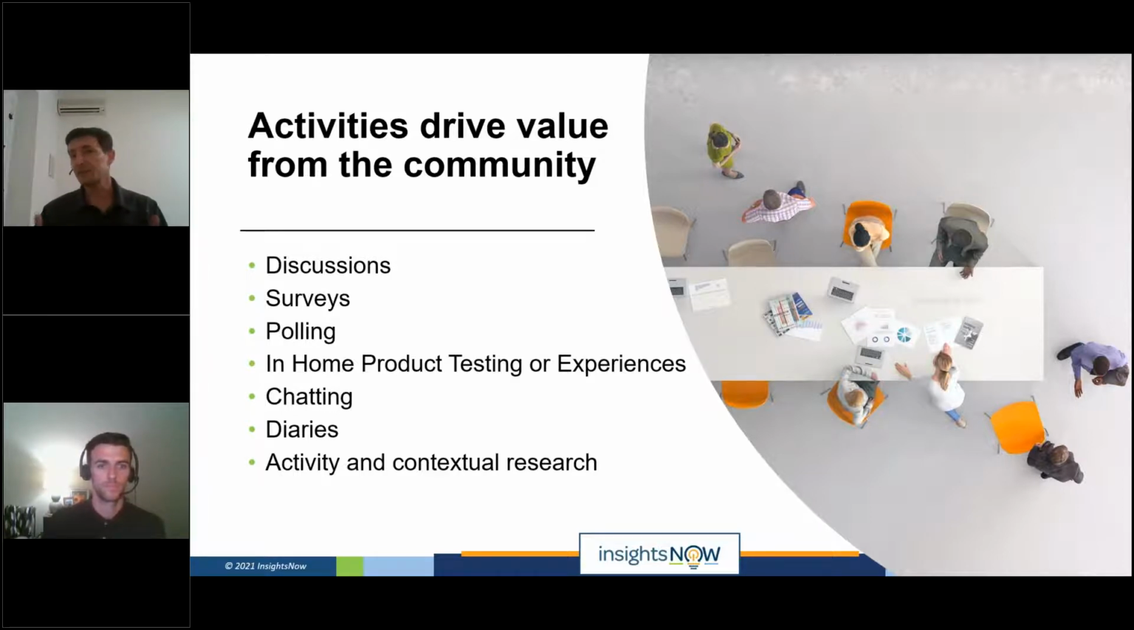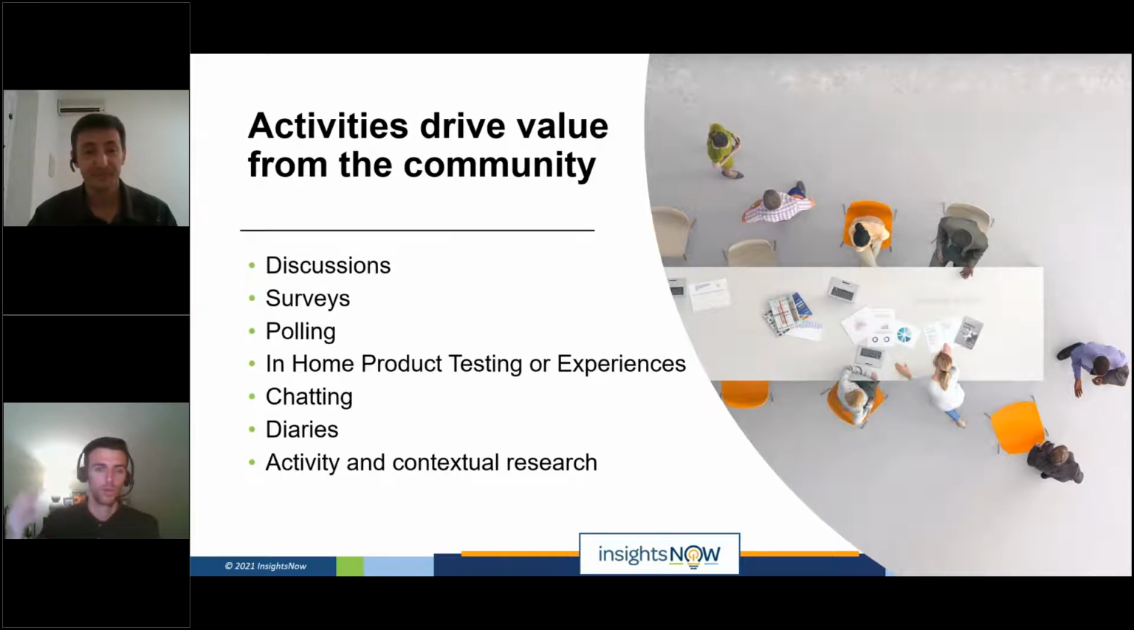So a lot of the value in communities is also in these activities that we give people to do, and different types of communities are going to value different types of activities. The more you nurture people along, the more excited they're going to be to stay a member of the community, and the more information and insights you're going to be able to see.